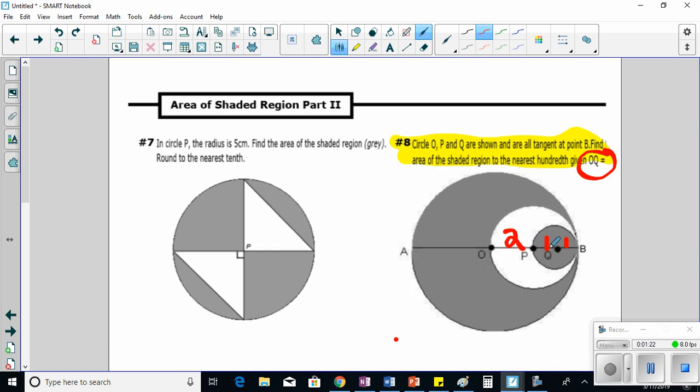So now, if O to B is the radius of the big circle, well, 1, 2, 3, 4, that means A to O is going to have a length of 4. So what we're going to do is find the areas of these 3 circles, take the area of the big one, subtract the white one, then add back the gray one.